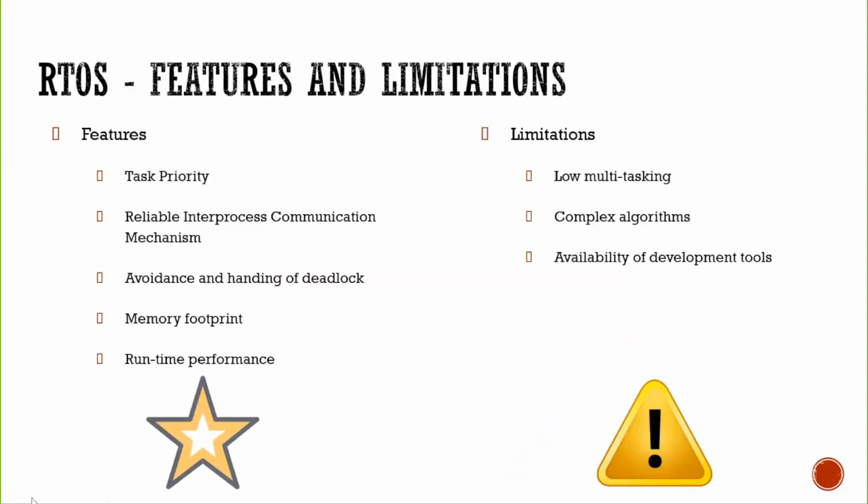Therefore, features that must be included in RTOS are task priority, which permits the preemption to identify and allocate resources to the tasks that need them the most, reliable inter-process communications that allow for multiple tasks to communicate and ensure data integrity with each other, and you also have avoidance and handling of deadlocks. Others are memory footprint and runtime performance, which is the reduction and avoidance of jitter, latency, and worst-case response time.